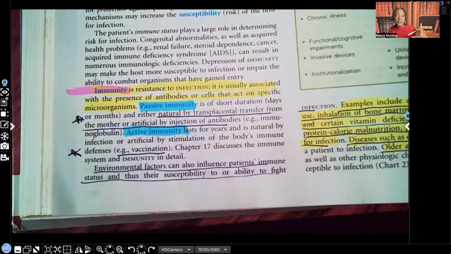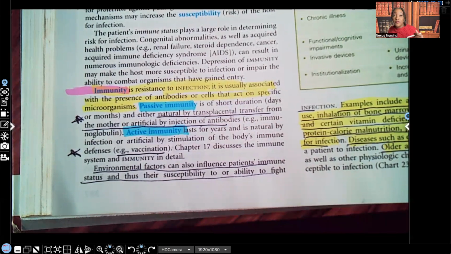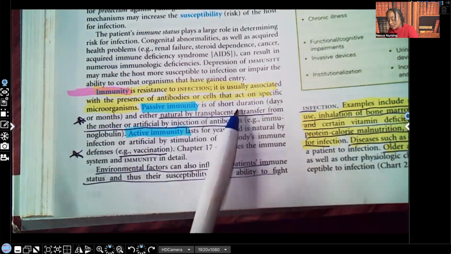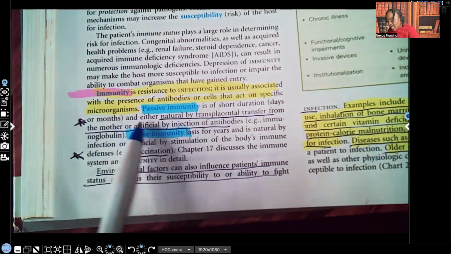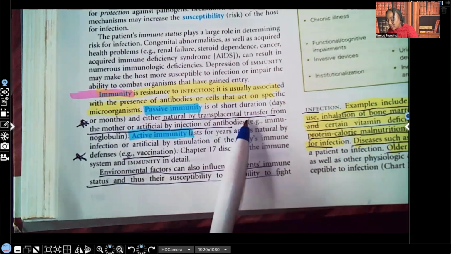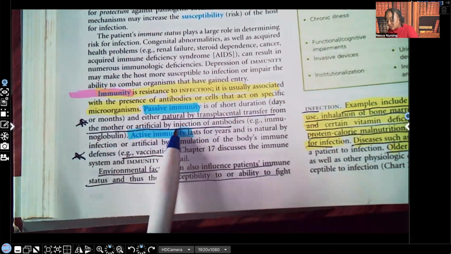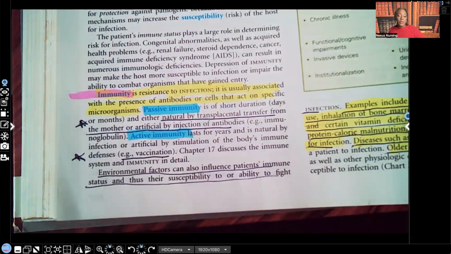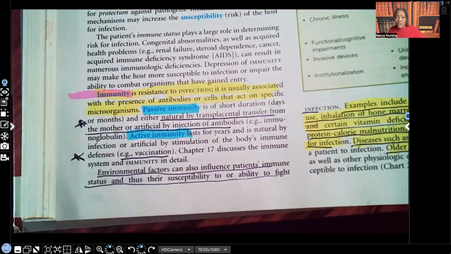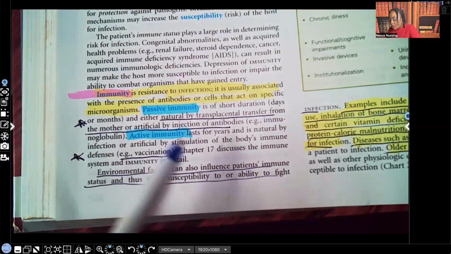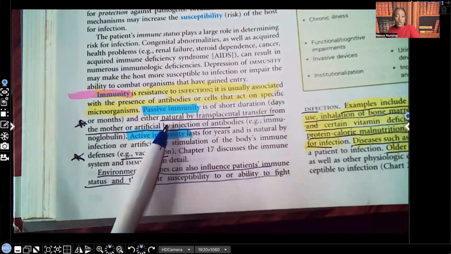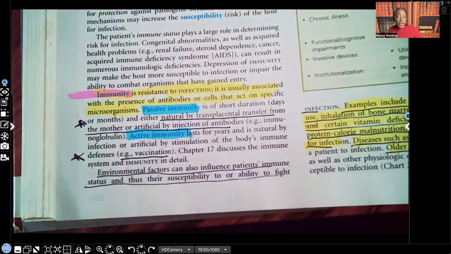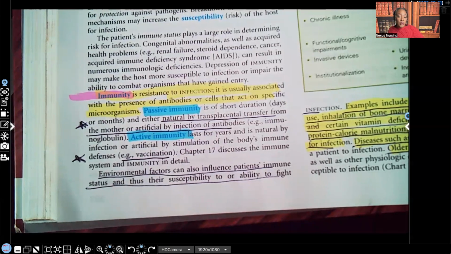And there are different types of immunity. I put a star next to them because it's very important. You have to know those different types. Passive immunity is of short duration, days or months. It's either natural by transplacental transfer from the mother or artificial injection of antibodies. So with passive immunity, the body's not doing anything to build up immunity. They're getting that immunity, and that's why it's called passive immunity. A great example is the newborn baby. They have some immunity because they got the antibodies from the mother, or an injection of those antibodies.